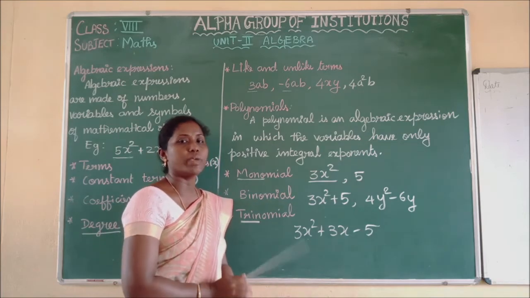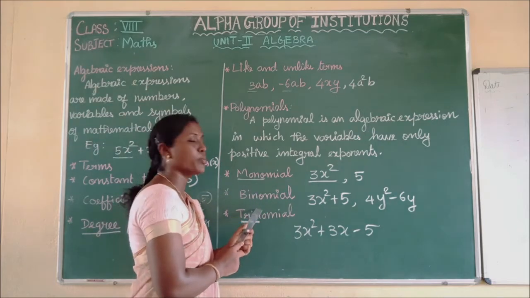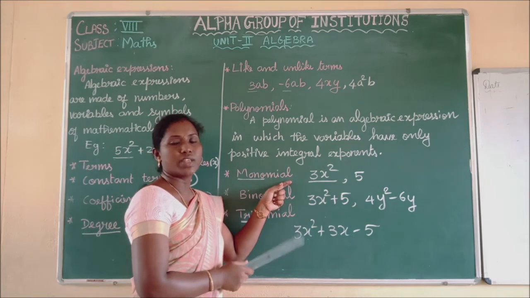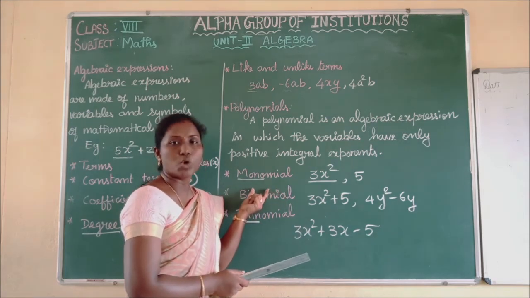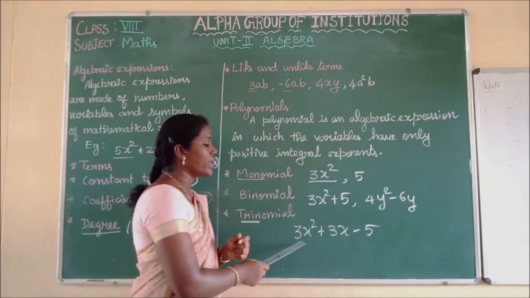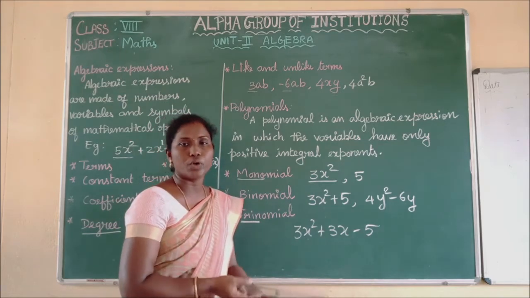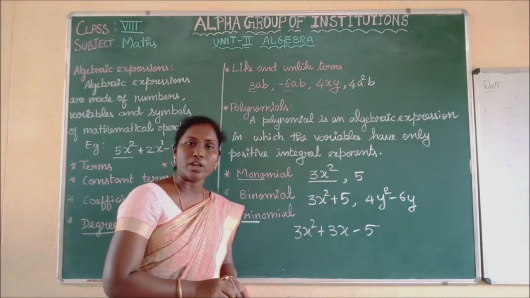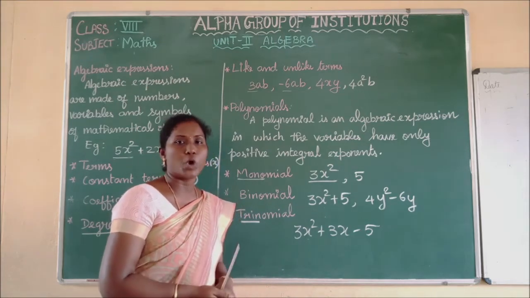So in polynomials, first we have discussed the types of polynomial based on the terms: monomial, binomial, trinomial. If the polynomial has only one term, it is a monomial. If it has two terms, it is a binomial. If it has 3 terms, it is a trinomial. If it has 4 or more terms, generally you can call it a polynomial.